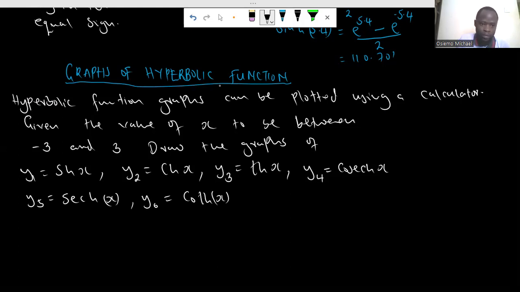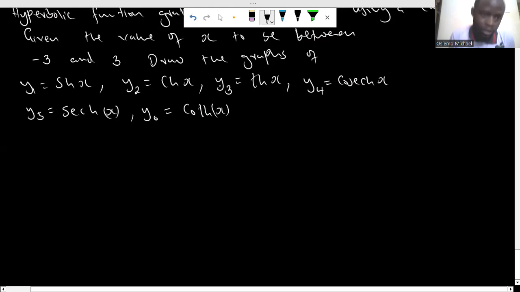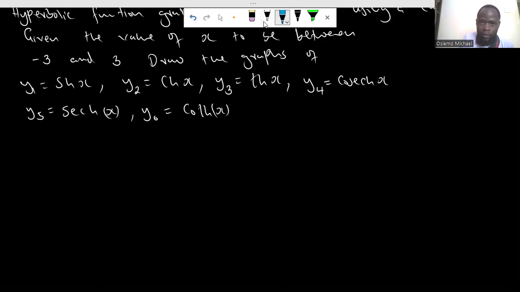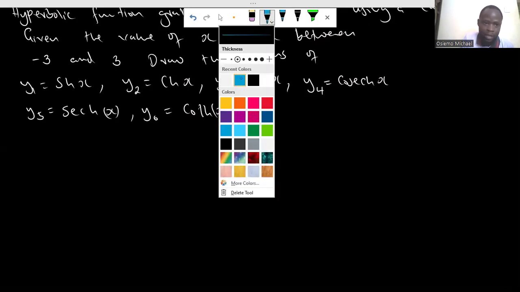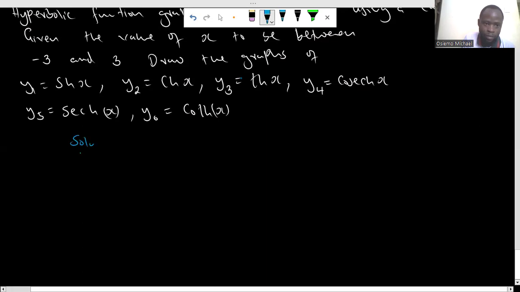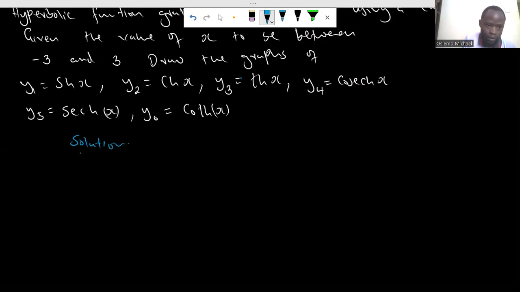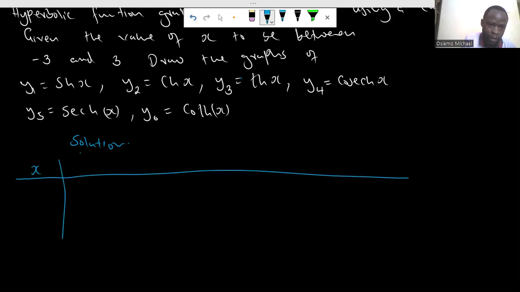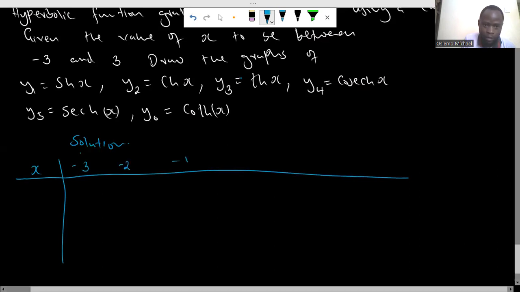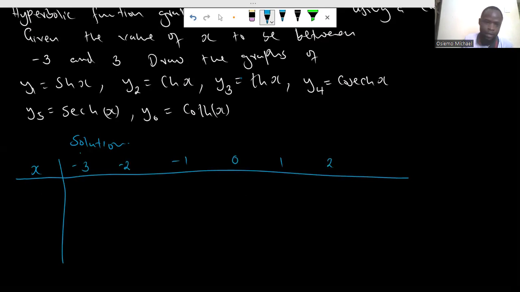So for the solution to this graph, I'm going to draw using GeoGebra to have a perfect drawing, but already you're supposed to have a table. So solution, we have x, and this x is running from -3, -2, -1, 0, 1, 2, and 3.